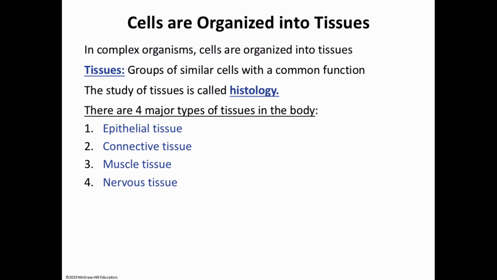So here we are in human anatomy and physiology, and we finally get to tissues. Just keep in mind that a tissue is nothing more than something made up of similar cells that carry out specific functions. So, yes, a tissue is a group of similar cells with a common function. And the study of human tissues is referred to as histology.